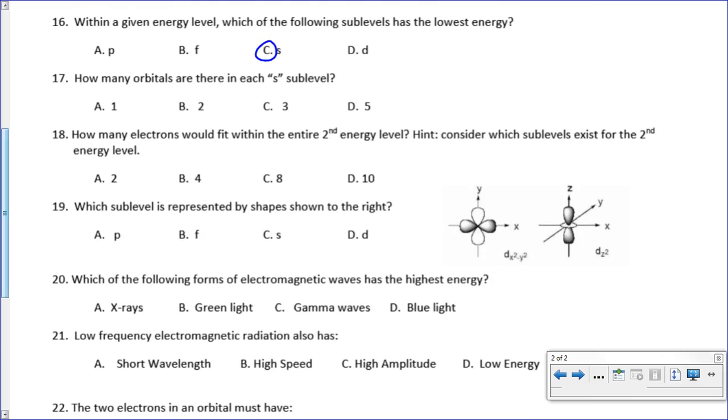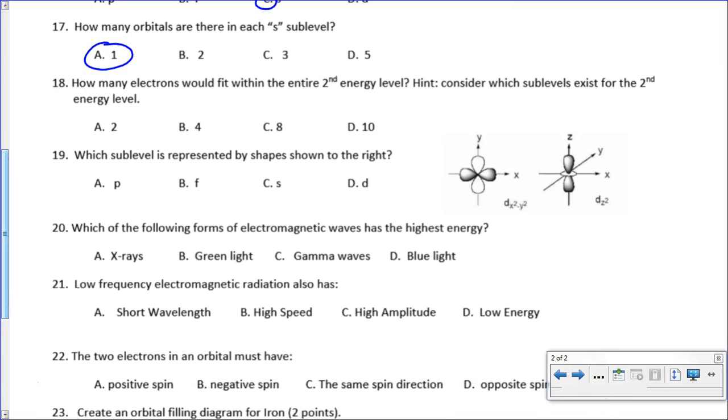There's a set of notes on this where it talks about orbitals and shapes and things like that. S is the sphere. There's only one orbital for the S sublevel. There's only one shape there, all right? It can fit 2 electrons in it, but there's only one orbital for S.